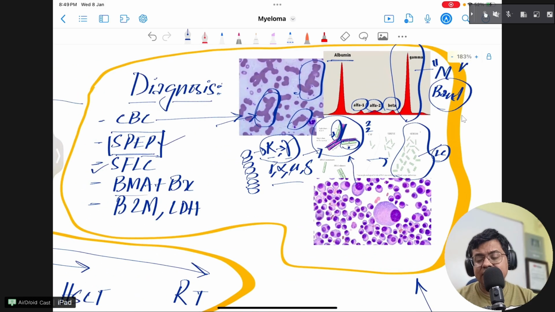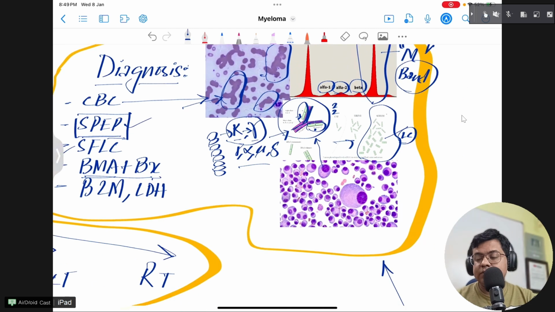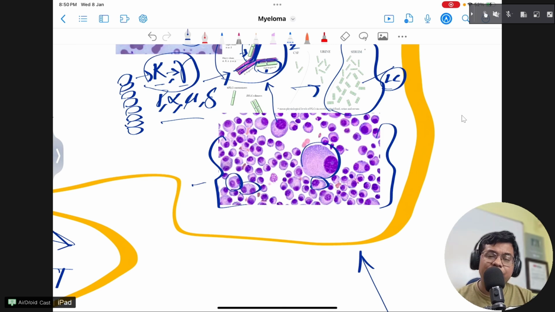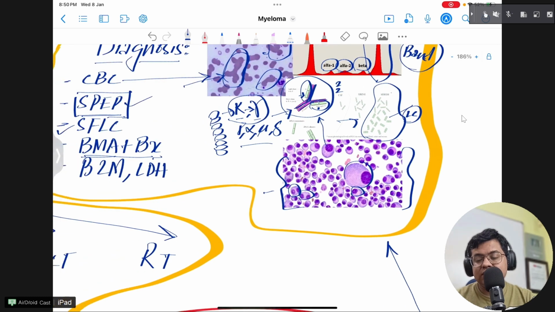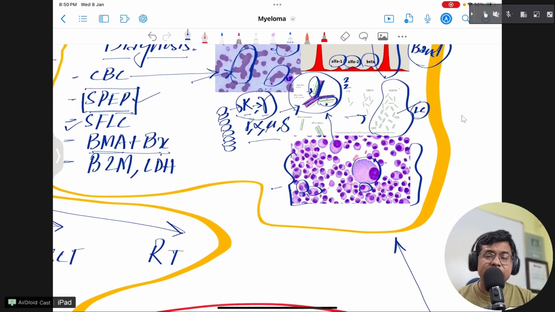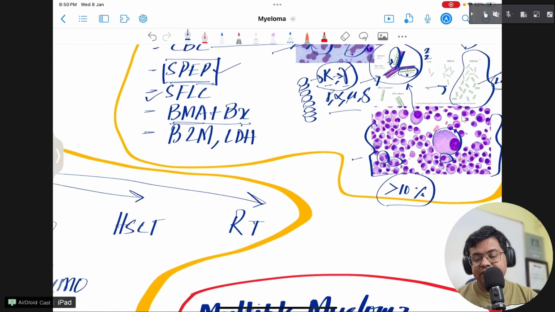The next investigation is bone marrow aspiration and biopsy. What you see in case of bone marrow aspiration or biopsy is an excess number of plasma cells. Either they are mature plasma cells, or there are some immature forms of the plasma cells. There are binucleate cells, and there are various abnormal morphologies of plasma cells. So in bone marrow aspiration or biopsy, we find excess number of plasma cells. Usually, the plasma cells are more than 10% of the total bone marrow nucleated cells.